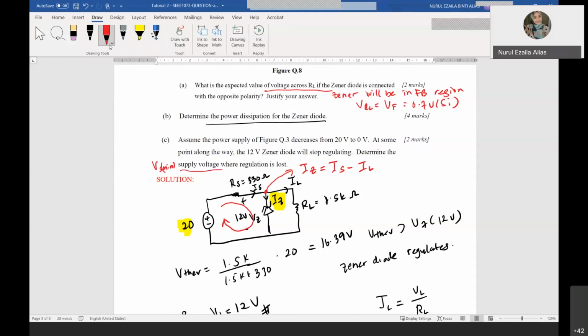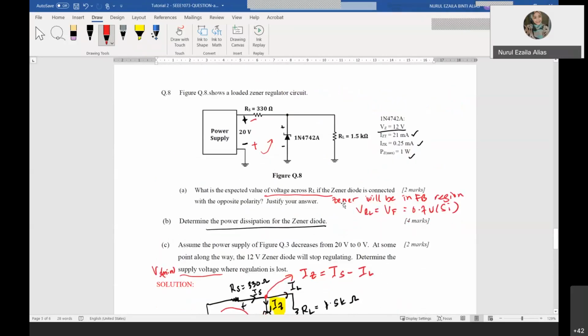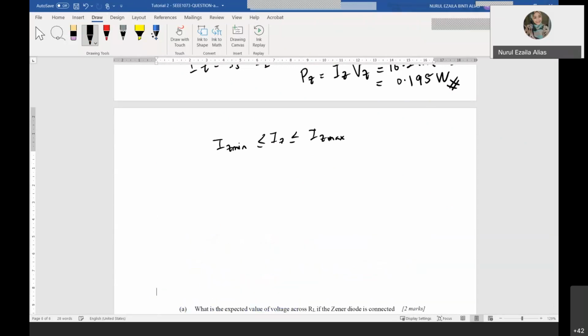Okay, so to find the minimum, you need to find, as you can see here, given the max and the minimum. This is the way actually. In order to regulate, your Isaac must be in between the Isaac min and also the Isaac max given. That is to make sure it is regulated.